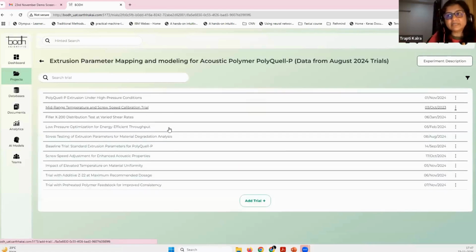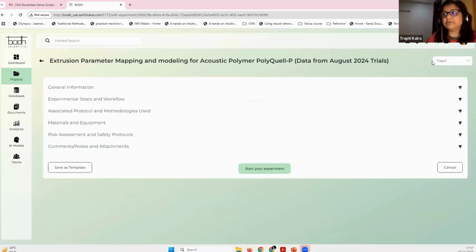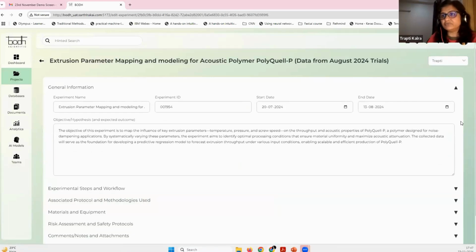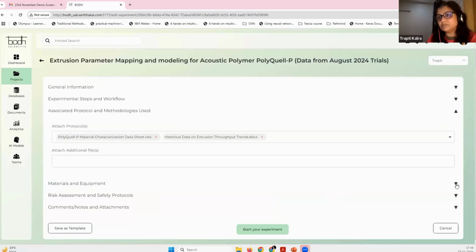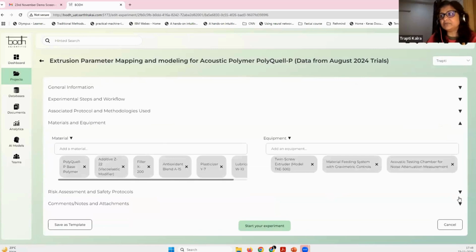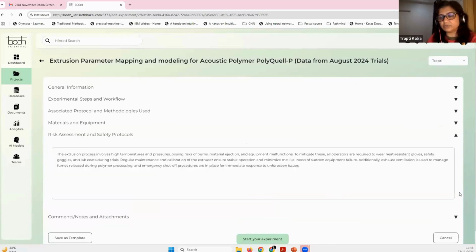So for that, they're conducting various trials, and you can see all the trials being listed here. And you can see how this particular experiment is mapped. You can see all the general information for this: what is actually the hypothesis and objective of the experiment, how the experimental steps are happening, what are the associated protocols, what are the associated materials and equipment we need to look at, what are the risks and safety protocols.